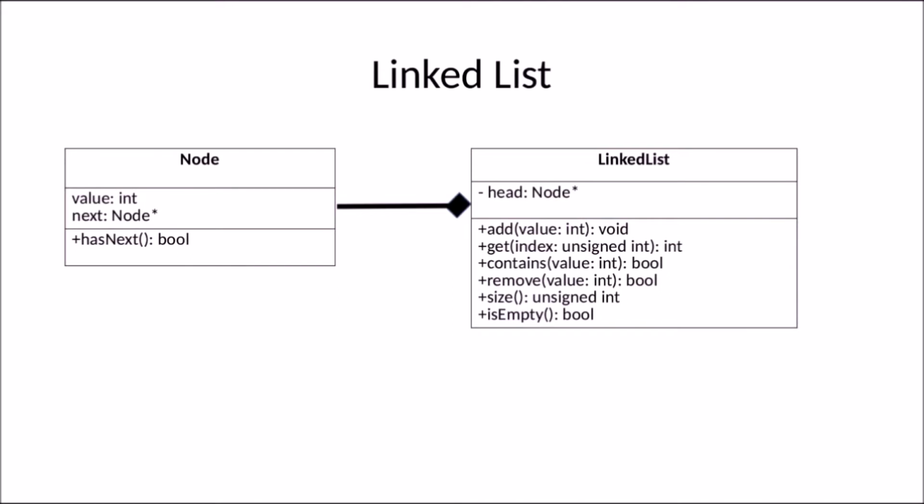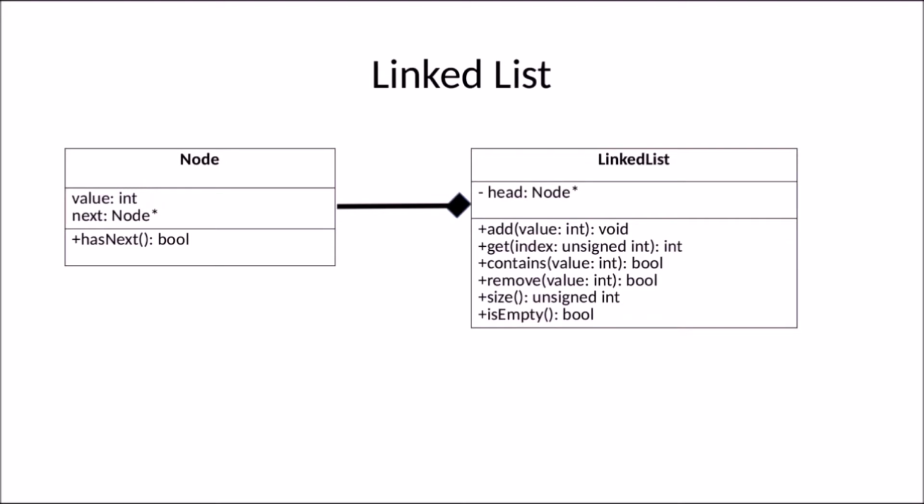I also implement a hasNext utility function. This will simply check if next is null or if it's not null. If it's not null, I know there's a next node following a particular node. So it returns a bool of true or false. On the right side, you see the link class.